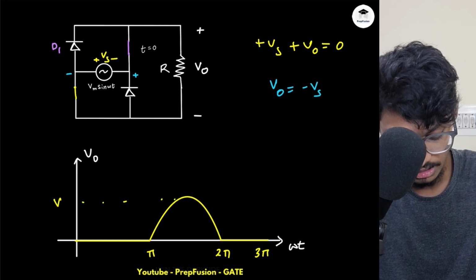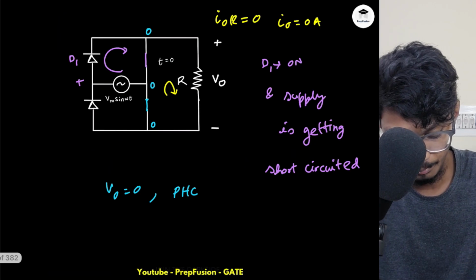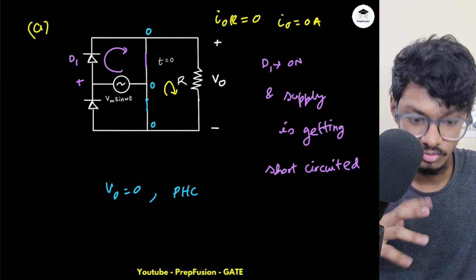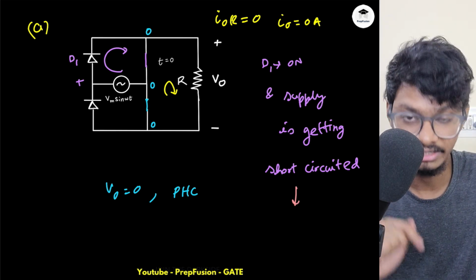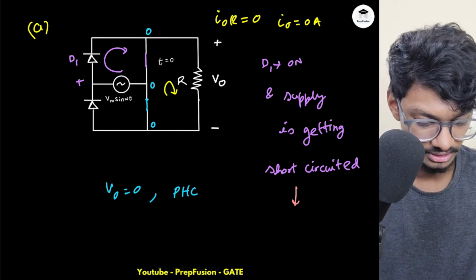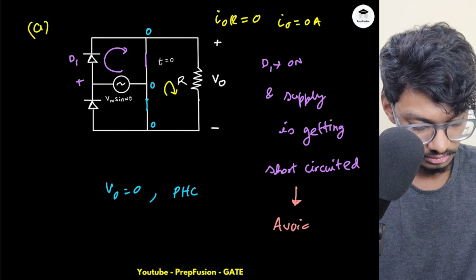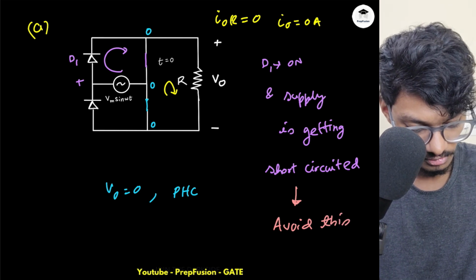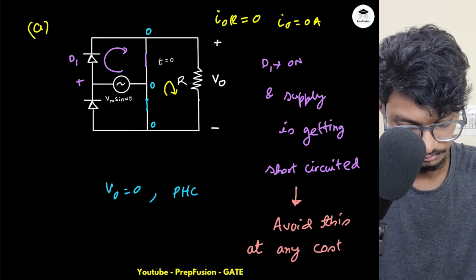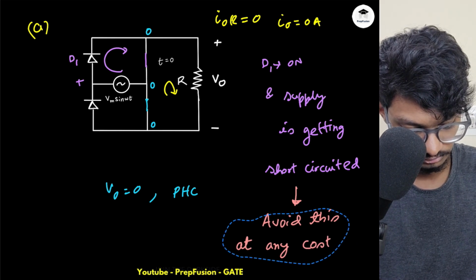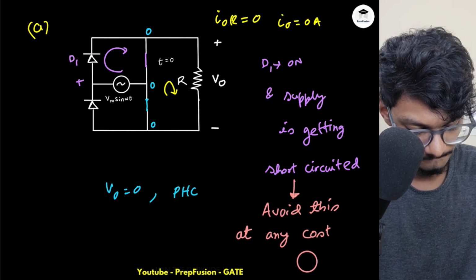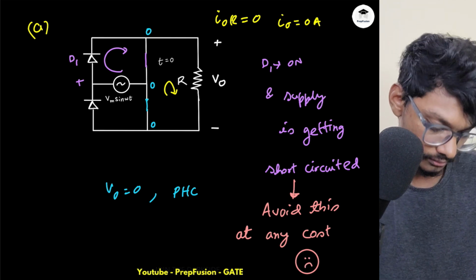So this is what the output voltage will look like for part A of this question, and we avoid this. We don't want this. I'm teaching you because if you see some kind of condition like this, you will obviously have to redesign your circuit. Avoid this at any cost. Avoid this at any cost.